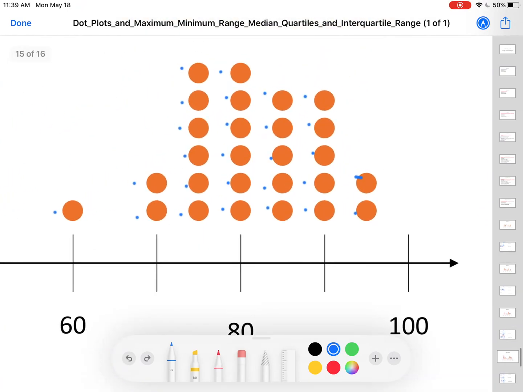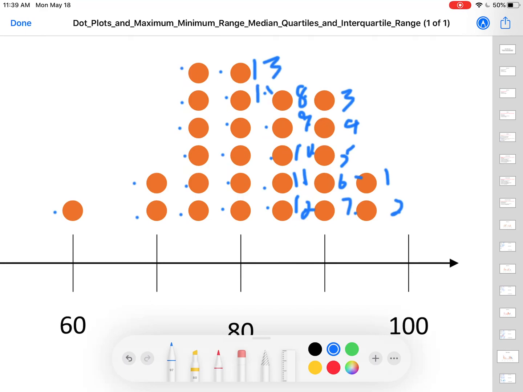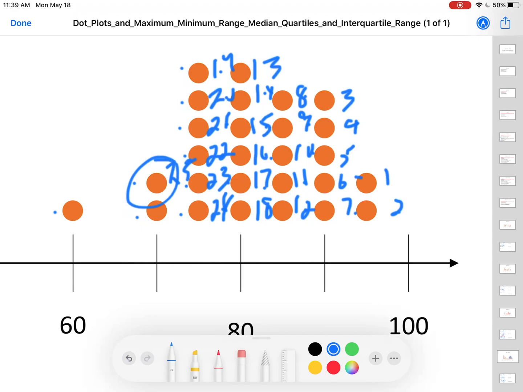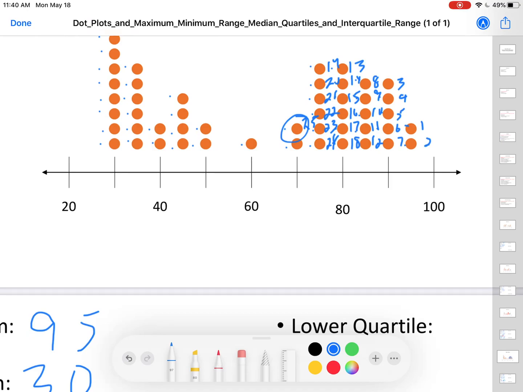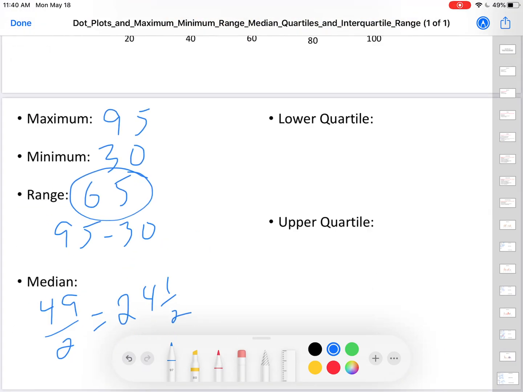Let's see. 1, 2, 3, 4, 5, 6, 7, 8, 9, 10, 11, 12, 13, 14, 15, 16, 17, 18, 19, 20, 21, 22, 23, 24, 25, and I circle that dot. I find its value. Halfway between 60 and 80 is 70. Therefore, the median in this case is 70. That's how you find it if it is an odd number of dots.